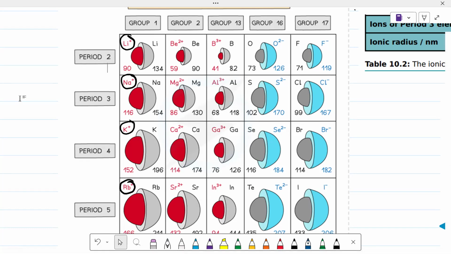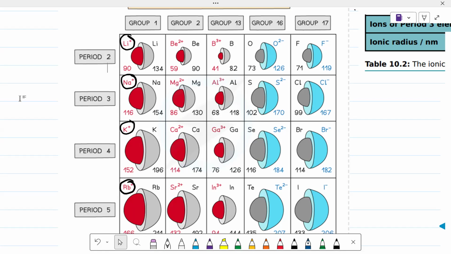Cations are formed by the loss of electrons. And what about their radii? The radii increases as they lose more electrons, as their positive charge increases.